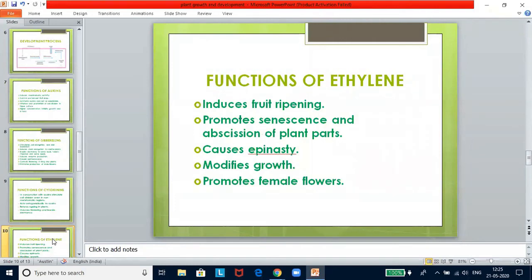It modifies growth by inhibiting cell elongation and stimulating transverse expansion so that the stem looks swollen. It influences horizontal growth of seedlings and tighter apical hook formation in dicot seedlings. Ethylene application increases the number of female flowers and fruits in the cucumber plants. So, this is the function of the ethylene.